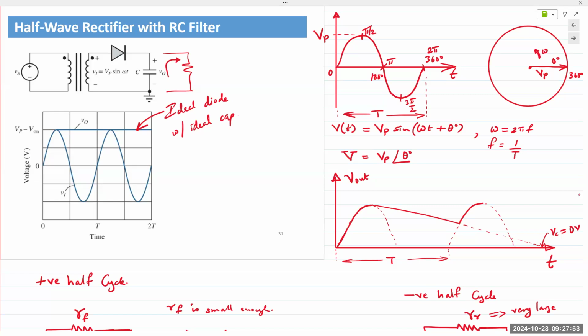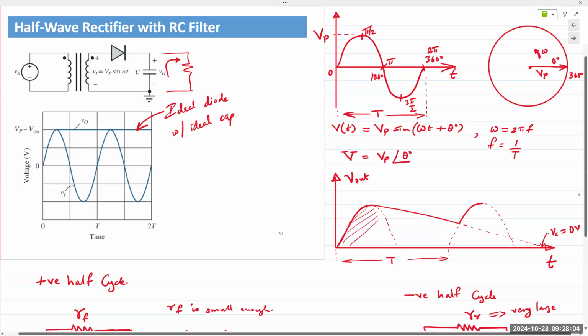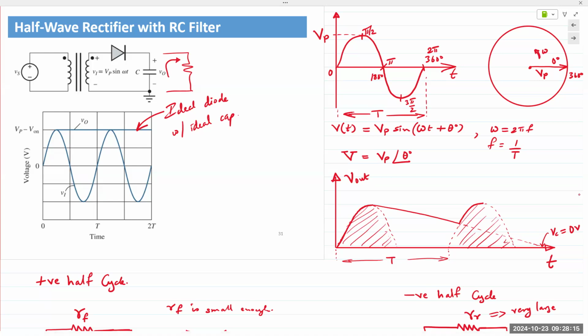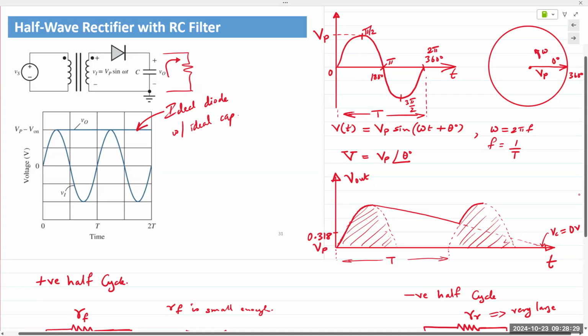Previously, without the capacitor, if we were to measure the DC value of that waveform, it would be like taking the area under the curve, which would be only these two peaks for the two time periods. Or if you're just considering one time period, it's just one half peak, area under the curve. Think of it as mountains of dirt, and you flatten it out, and that level will be somewhere over here. It'll be 0.38 times VP, approximately.